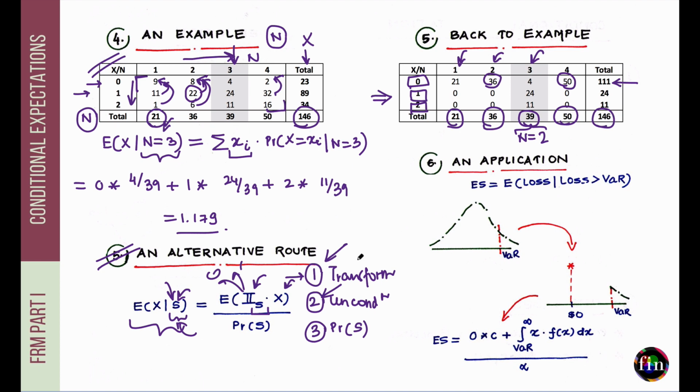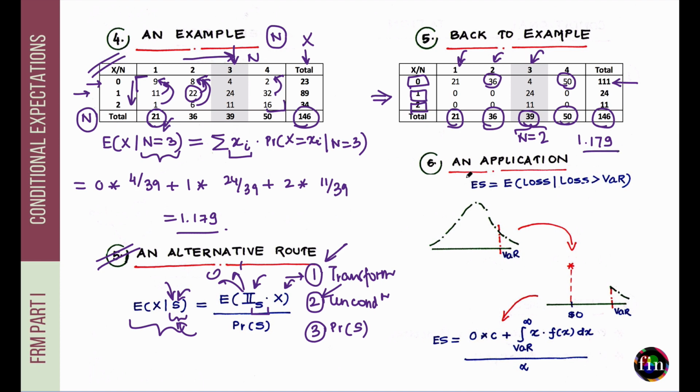Okay. Third step, divide this number which you've arrived at by the probability of n is equal to 3. Okay. And that probability is 39 upon 146. You can check that this number also comes to 1.179.